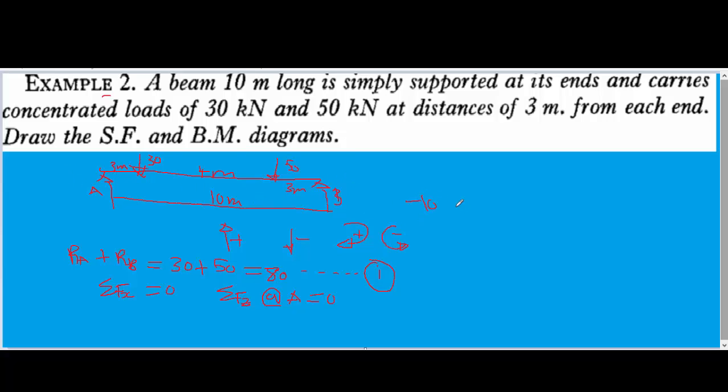So we're going to have minus 10 of RB, where the 10 is the total span, plus 50 is moving in a clockwise direction to point A, and the distance from this point of 50 to A is what? 4 plus 3, which is 7. So we're going to have 50 times 7.